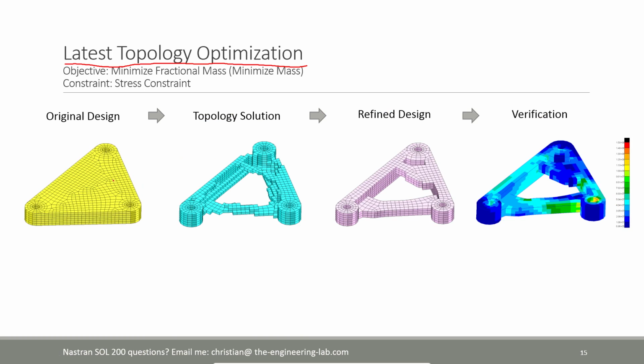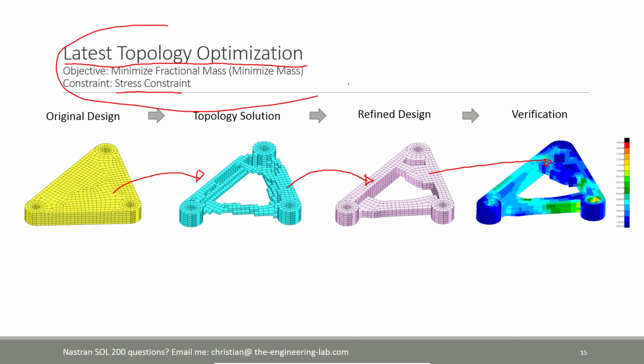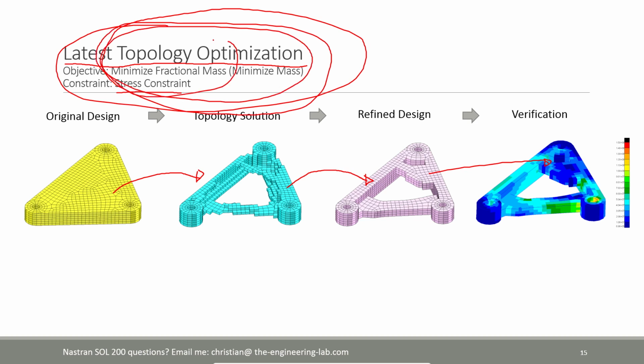But here, the idea is to minimize for weight while simultaneously optimizing for a stress constraint. So this final design is more likely to meet your structural requirements. After you have this topology solution, you still go through the process of refining it, and then at the end, you always confirm it by performing a verification analysis. So this again is the procedure. This is the workflow we are using today.